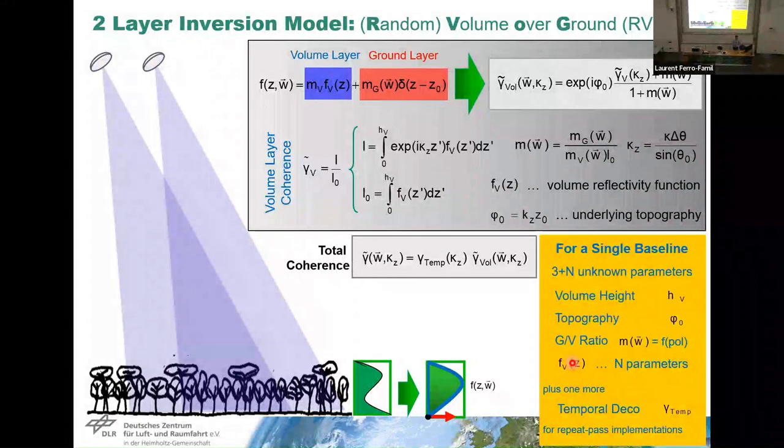So single baseline, one coherence. One coherence, how many numbers? Two, because you have an amplitude and a phase. So you then have 2 measurements against 4 plus n unknowns. And you understand you cannot do this. Or better, you can, but you are ambiguous. And this already by assuming that it's only the ground changing with polarization. The polarization here is still not there. So basically what plays more here is the fact that your ground reflectivity is not changed, so your ground coherence is not changing with the baseline.